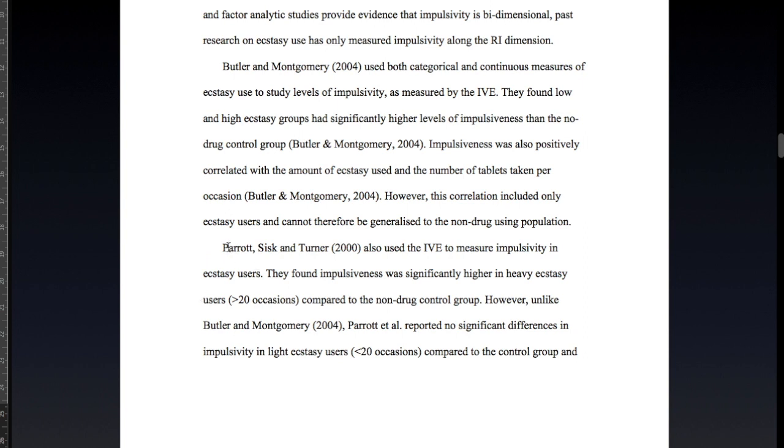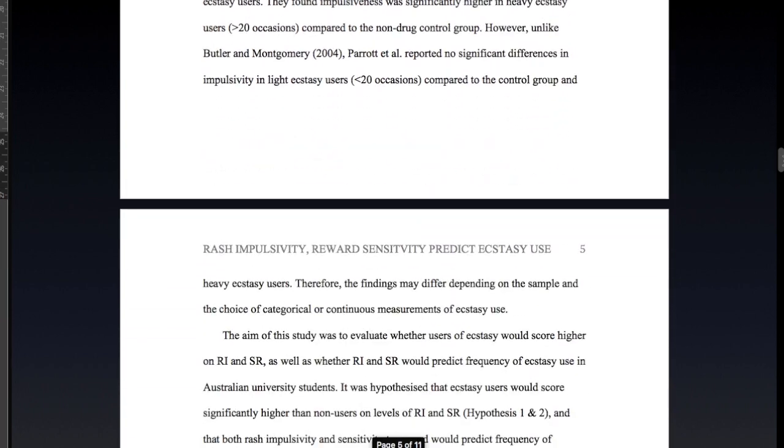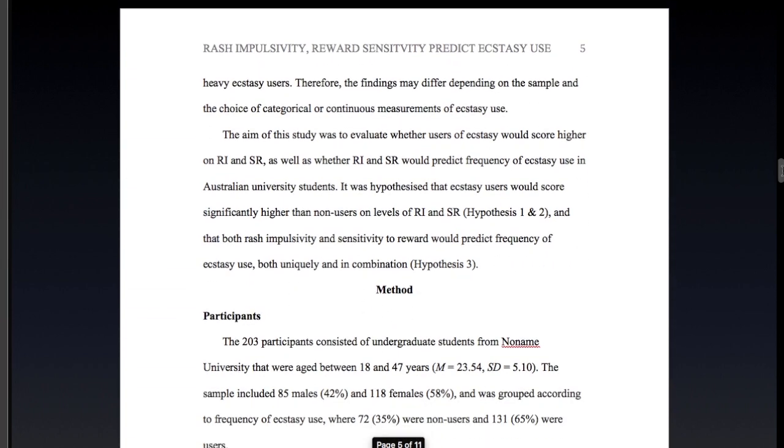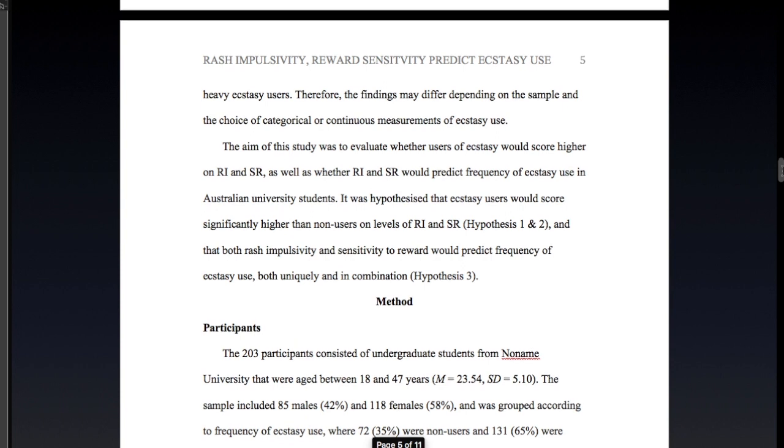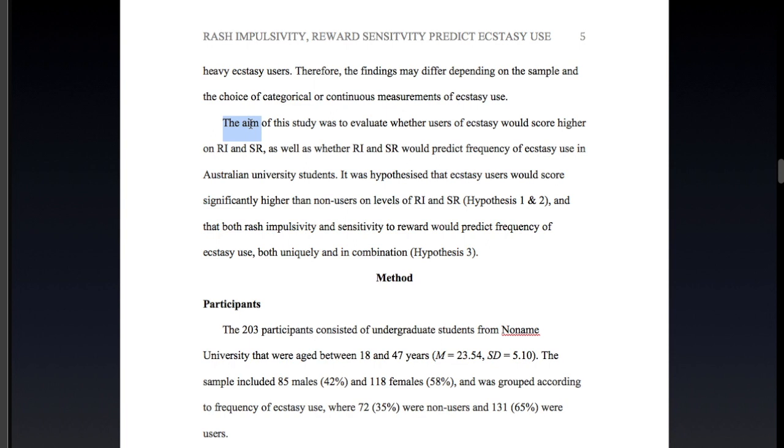Then I talk about another study and sort of relate it back to the previous study, saying, however, unlike them, they report no significant differences in impulsivity in light ecstasy users compared to the control group and heavy ecstasy users. Therefore, the findings may differ depending on the sample and the choice of categorical or continuous measures of ecstasy use. All of this is giving a foundation of what the current literature is saying and any of the gaps in the literature. So here I state my aim.